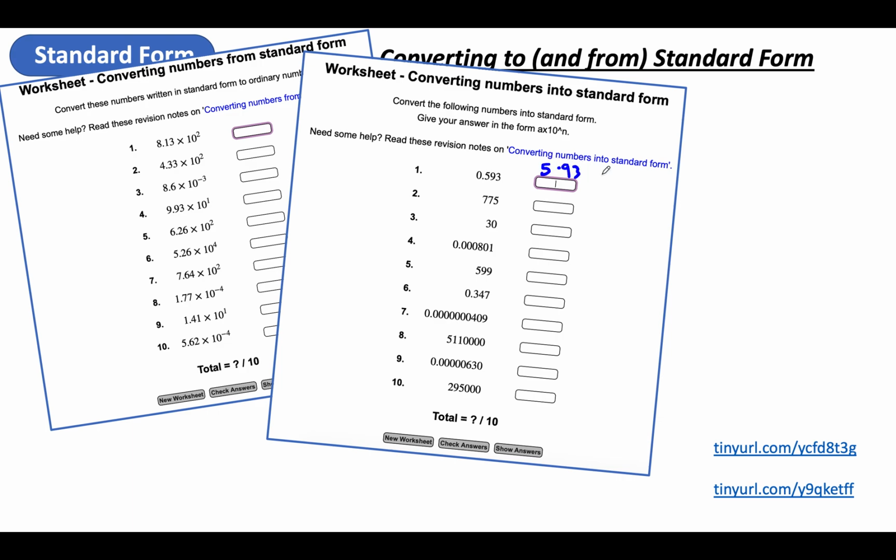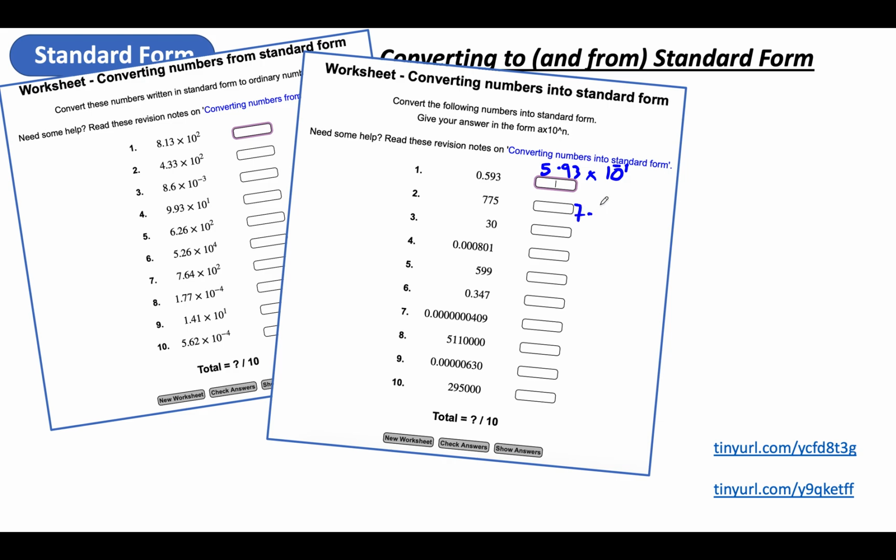So in this case, I would put 5.93 times by 10 to the power of, well, it's really only 1 place bigger than that. So it's +1 because I really want, oh no, it's -1. Negative, of course it's -1 because I want it to be 0.593. I want my real number to be 1 place smaller. So sometimes you do need to be a bit careful about that.